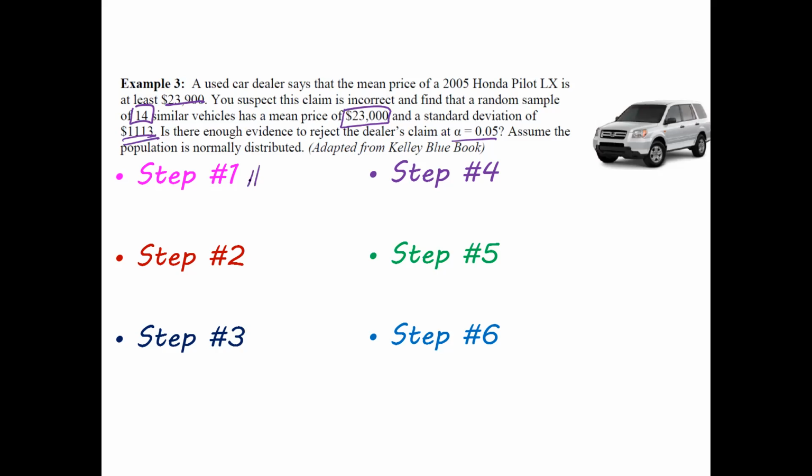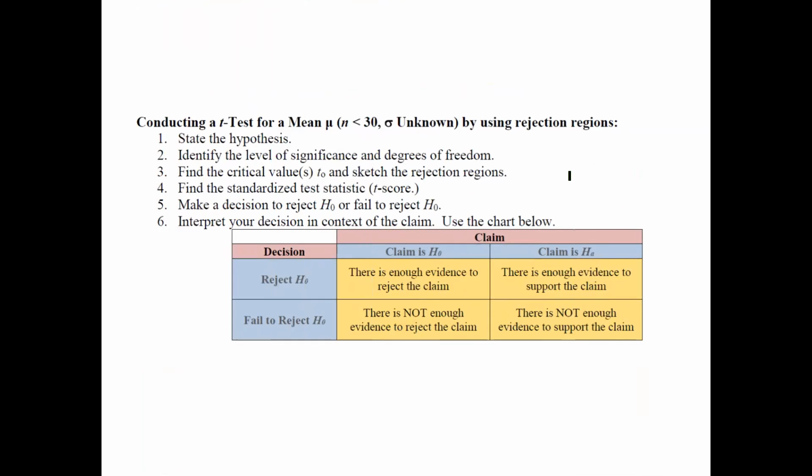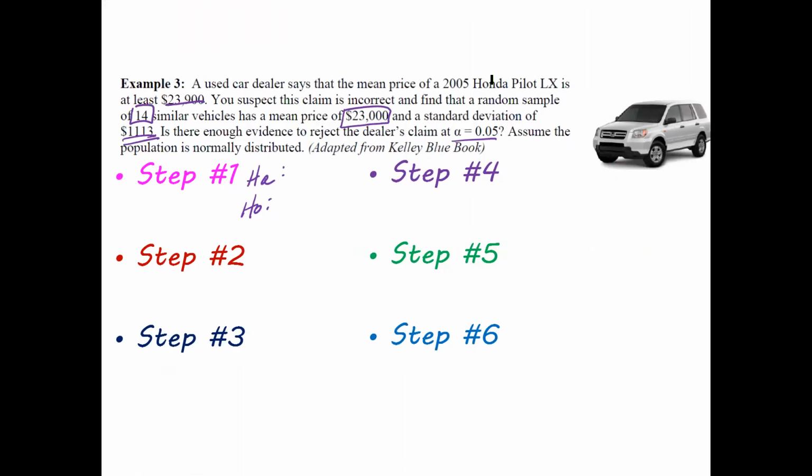So let's take a look at this. Now, you always want to write down your null hypothesis and your alternative hypothesis first. You want to look at the claim, and what is the claim saying? The claim is saying that a Honda Pilot is at least $23,900. So at least means it could be bigger or more, but it can't be less. So then your null hypothesis is going to be mu is greater than or equal to 23,900.